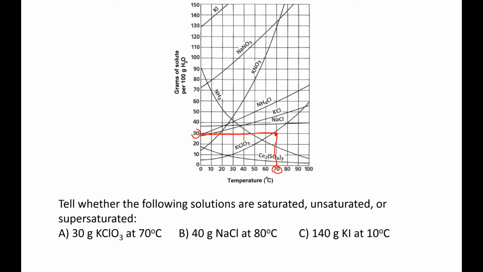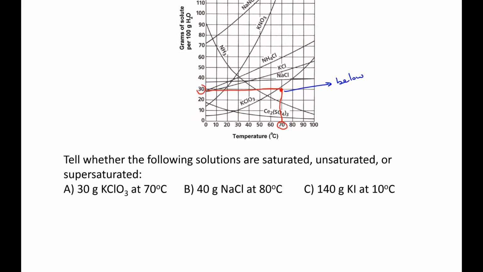Now I'm going to look at the KClO3 line. This is not on the line, it's below the line, okay? So this is below the KClO3 line. So that means this is an unsaturated solution. So let me push this up. So this is unsaturated.